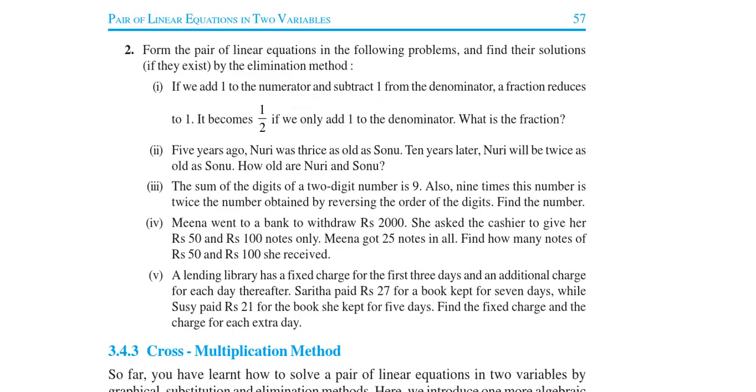So the next question is this. Fourth part. Meena went to a bank to withdraw rupees 2000. She asked the cashier to give her rupees 50 and rupees 100 notes only. Meena got 25 notes in all. Find how many notes of rupees 50 and rupees 100 she received. Very fine. So she is getting 2000 rupees in the form of rupees 50 notes and rupees 100 notes. Total notes are 25, but how many are 50, how many are 100? This you have to find. It's a very simple question.